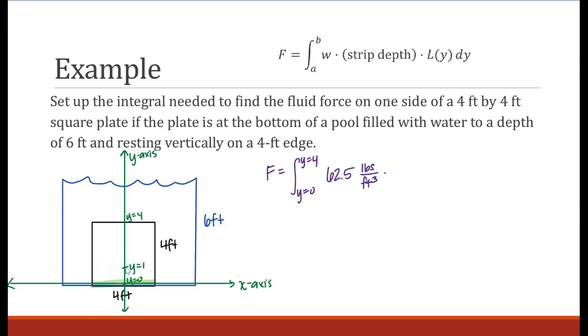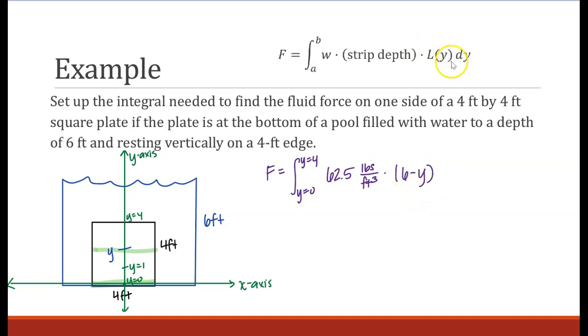So a function to represent the strip depth at any y value between 0 and 4 is going to be represented by the quantity 6 minus y. So we want to be able to pick any generic y value between 0 and 4, and if I plug it into 6 minus y, that will tell me the depth of that particular strip. So 6 minus y is the strip depth function.